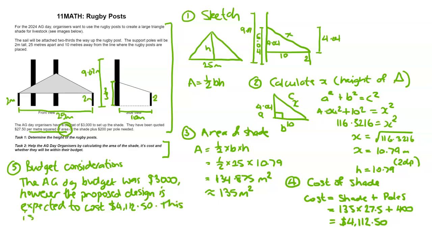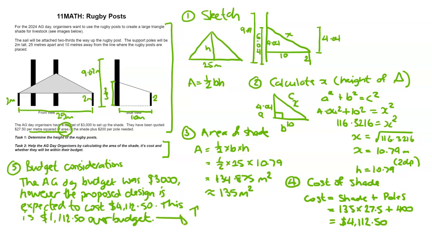This is $1,112.50 over budget. Oh, not sure what happened there. Over budget. So what this means, so that's our conclusion, and that's enough. All of that combined is enough to kind of get you to that excellence mark. What that means is these Ag Day people, they're going to need to redesign their shade, rethink it, maybe try to get some sponsorship, that sort of stuff.